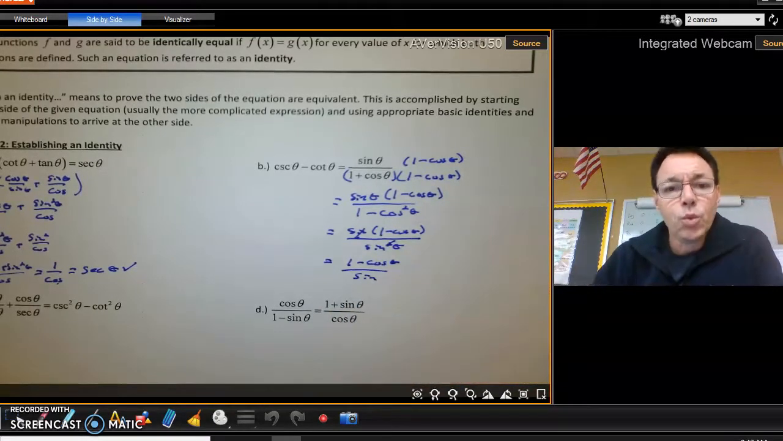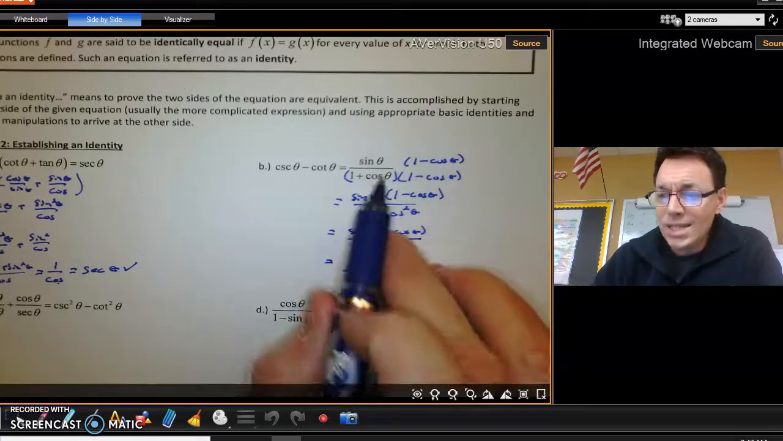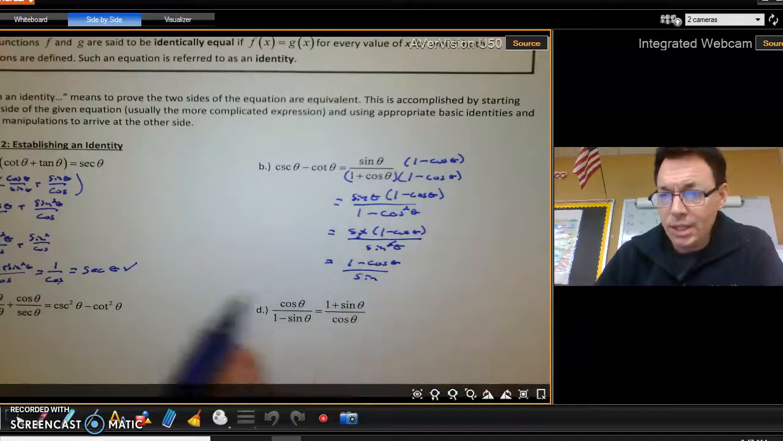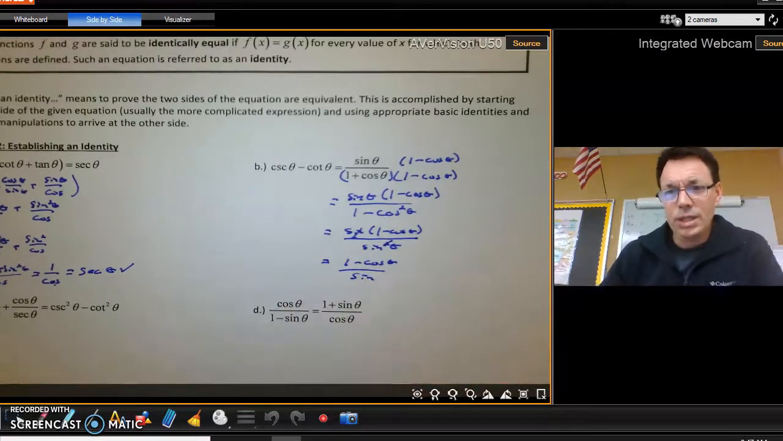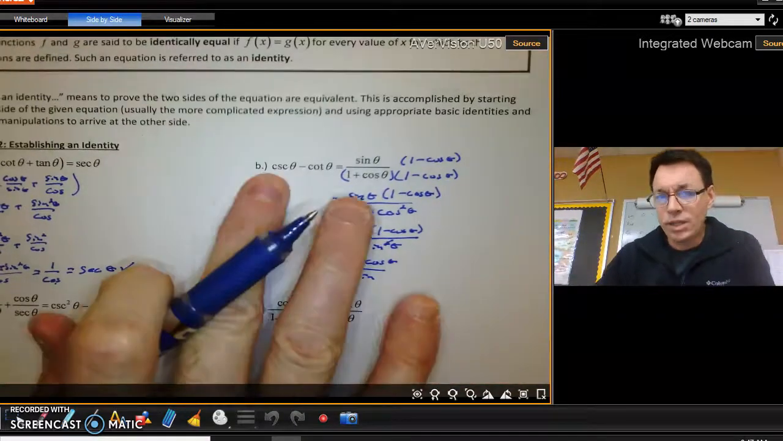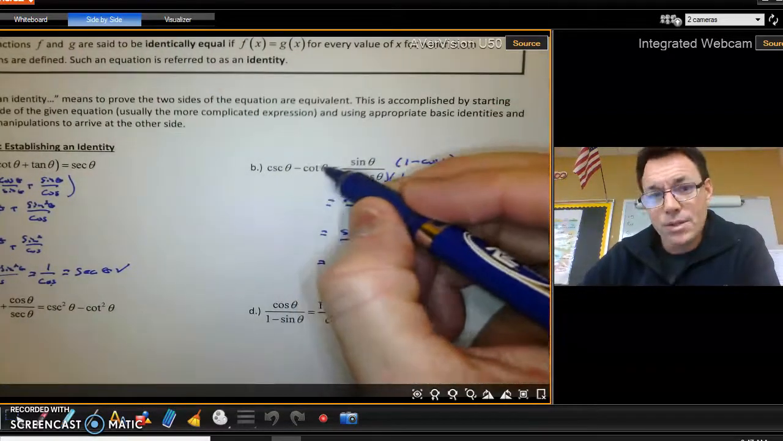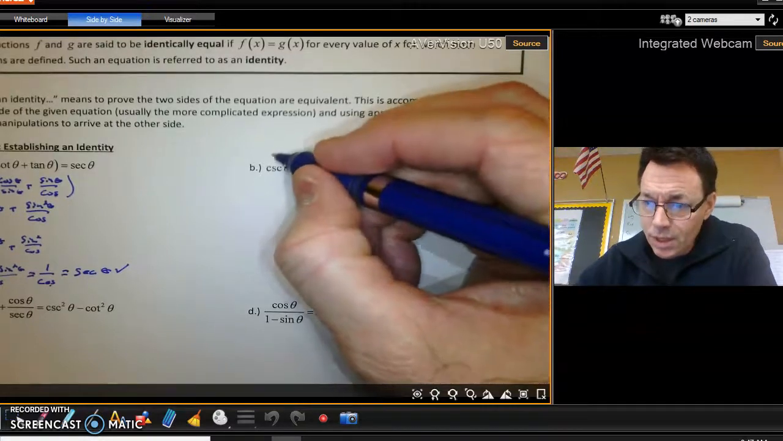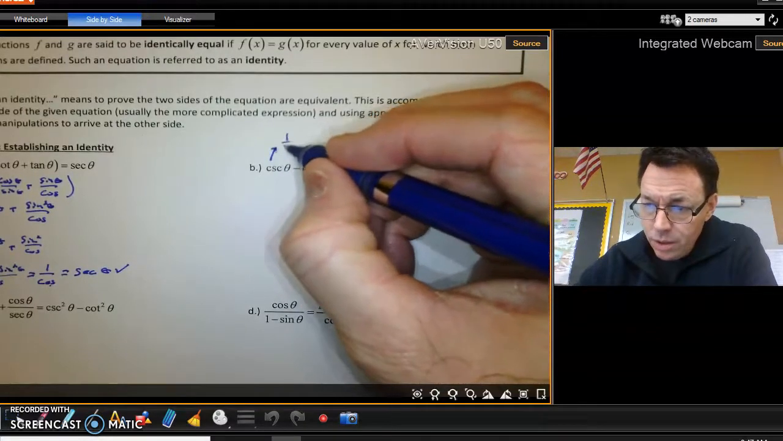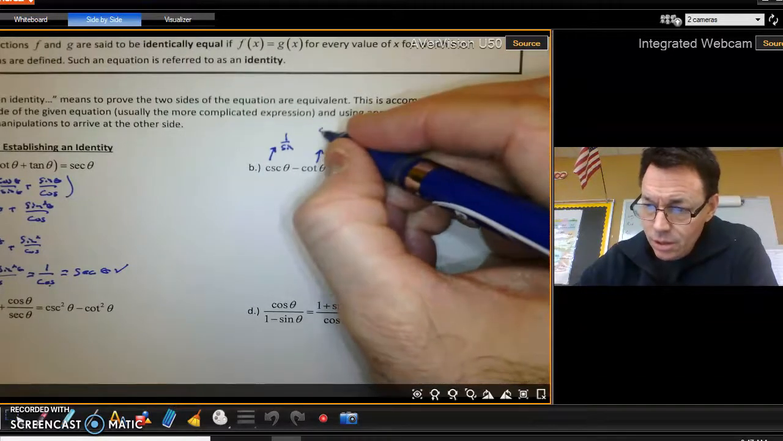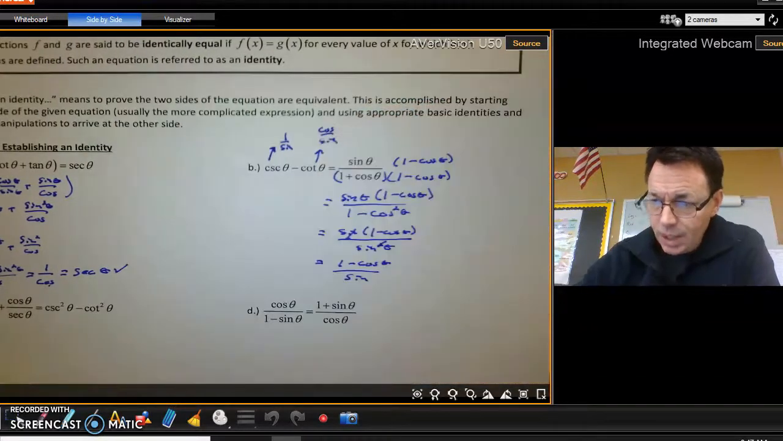Now, the rule is you have to completely turn one side into the other side. You can't work this one down a bit, work that one down a bit, and then try to make them meet. You have to leave one side completely alone. That doesn't mean we can't think about what this is. So like cosecant. Cosecant is 1 over sine. Cotangent is cosine over sine.